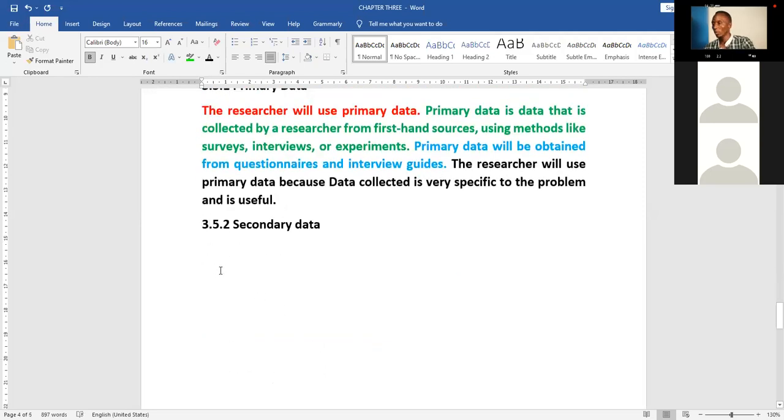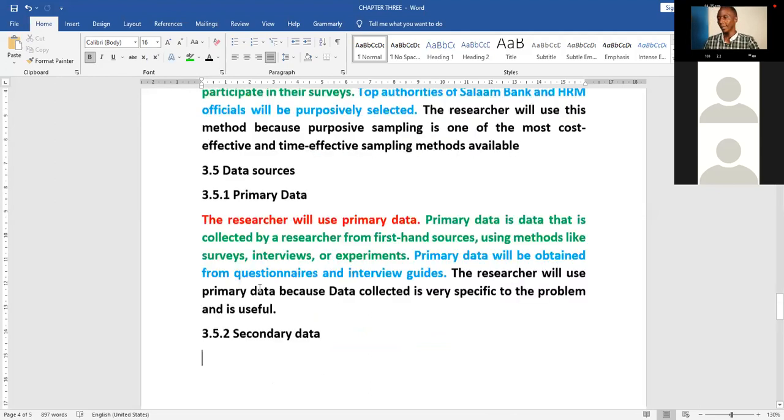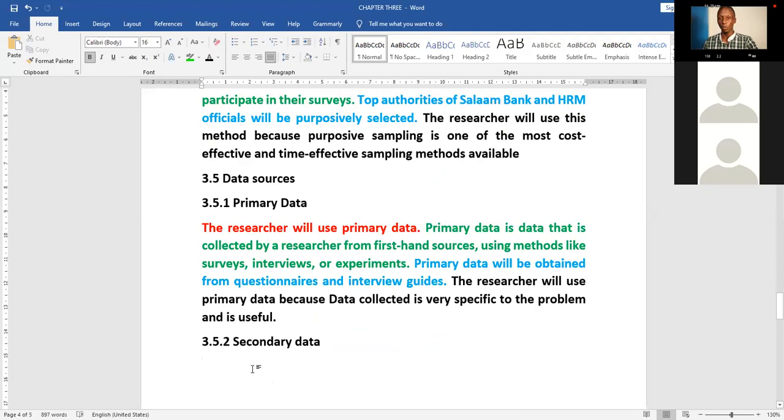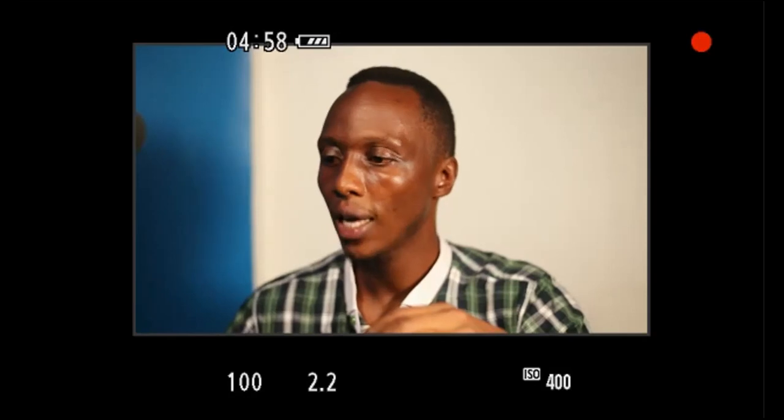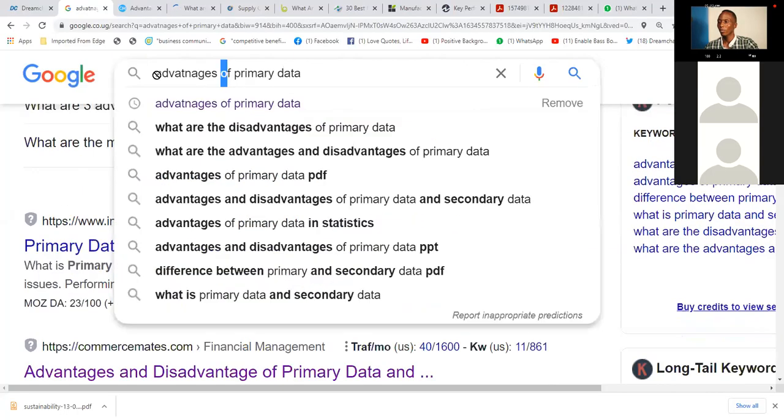Then after that, we can go to secondary data. We also do the same. We have 5 minutes remaining, guys. So for secondary data, we are also going to do the same. You start by stating the item. We're going to say that the researcher will also use secondary data. Full stop. So I've started by stating the item. Then the next thing should be defining the item. How do you define the item? You're supposed to go to the internet and look for the definition of secondary data, just like this.